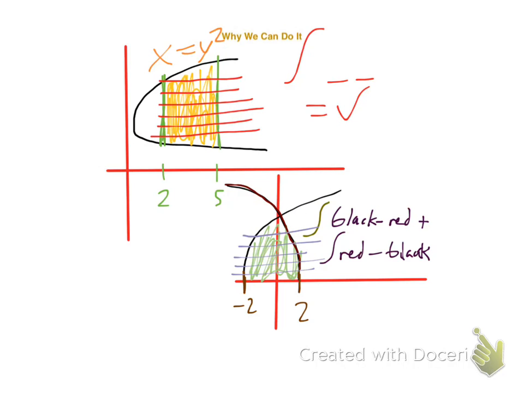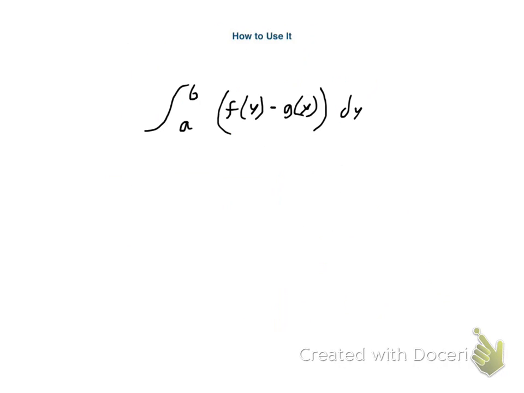When you rotate your head, your top curve becomes the curve on the right and the bottom curve becomes the curve on the left. Now you only need one integral: the red one minus the black one. That's all you need. So what does this mean for our formula? This is what our formula now looks like.